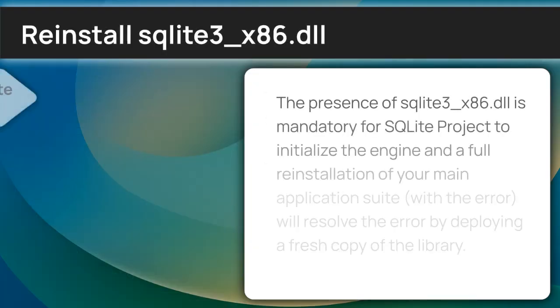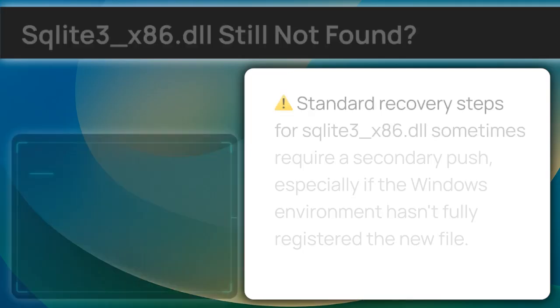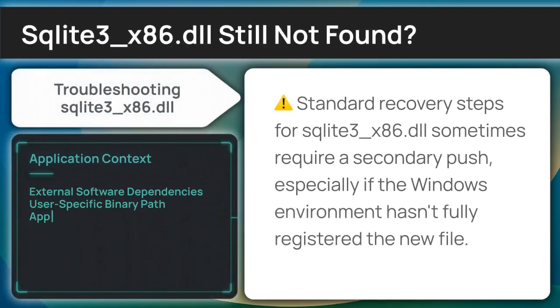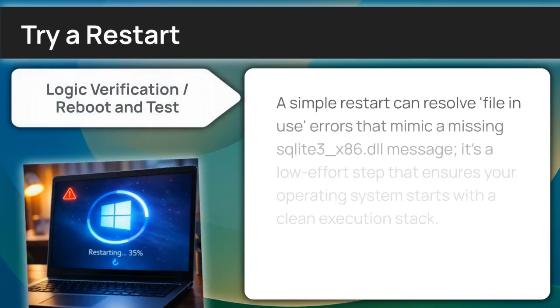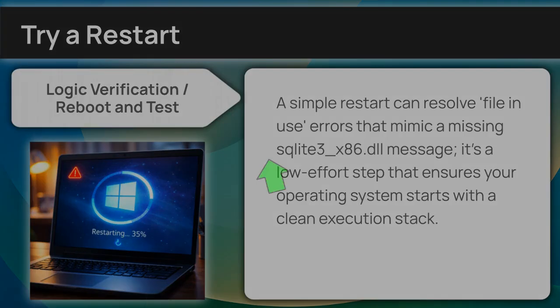The presence of the SQLite 386 Library DLL is mandatory for SQLite Project to initialize the engine, and a full reinstallation of your main application suite, with the error, will resolve the error by deploying a fresh copy of the library. If the application still won't initialize, we need to shift our focus to how the Windows loader is interacting with the library. A quick reboot can determine if the error is transient. While it won't fix a deleted file, it can re-establish the connection between your software and the SQLite 386 library file if the path was temporarily busy.